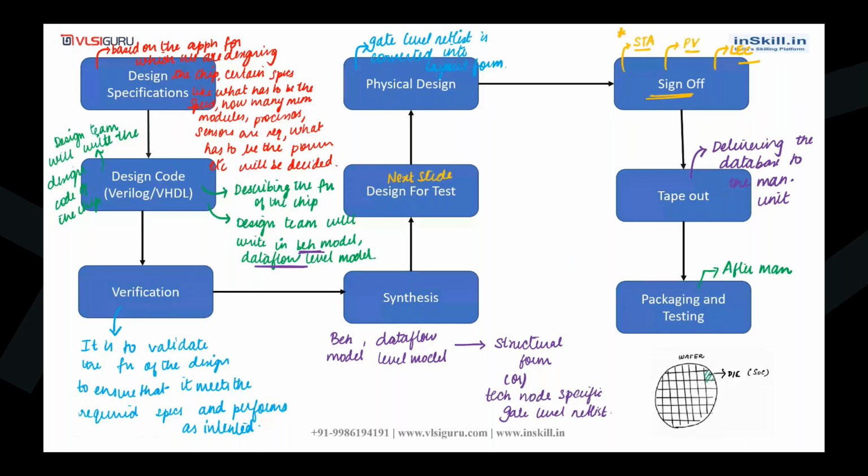Packaging means covering this die with a protective layer. This complete circle we call a wafer, and each small portion we call a die. So covering the die with a protective layer is called packaging.